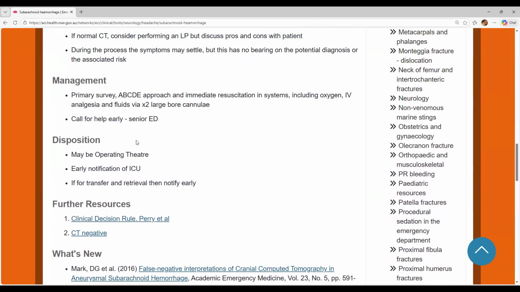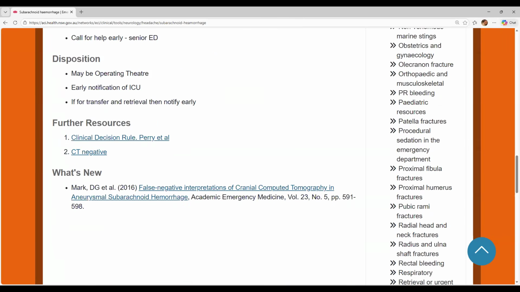Management is primary survey, so we manage airway, breathing, circulation, disposition, exposure, and immediate resuscitation, including the oxygen, IV analgesia, fluids, and medications to decrease the intracranial pressure. All right? Okay.